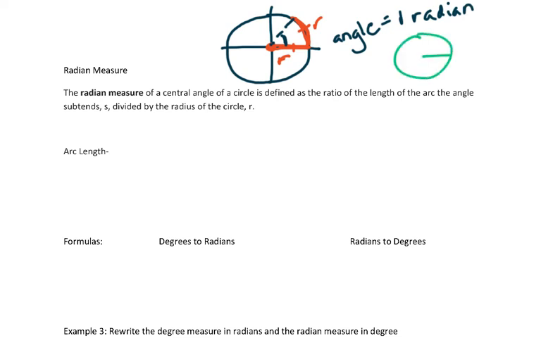So say we had a radius of 3, and then we measured this arc length to be 3. Then this angle that would be formed would be 1 radian.